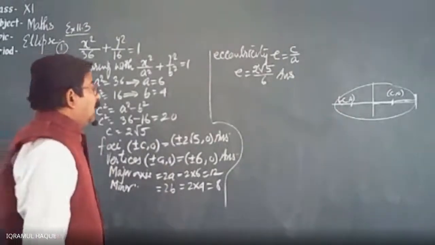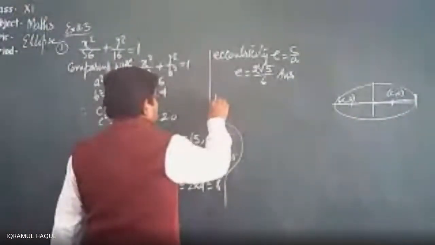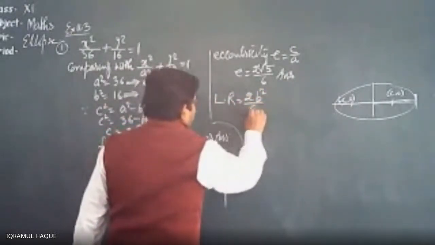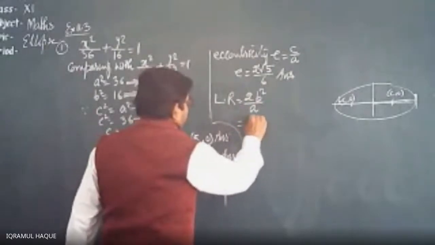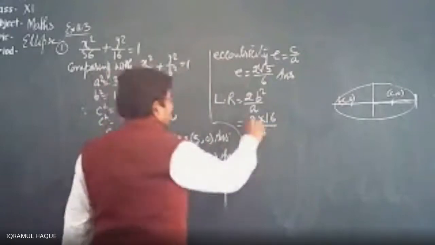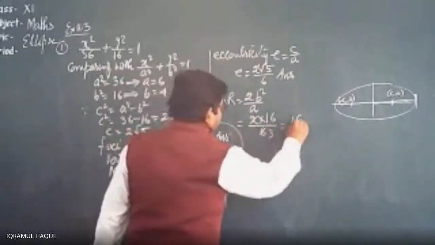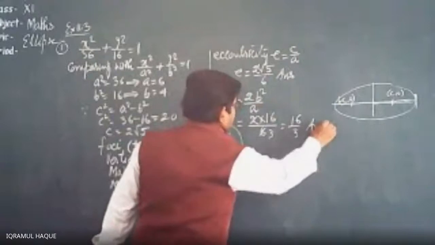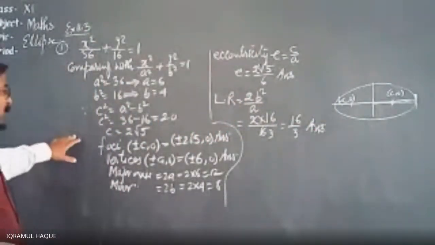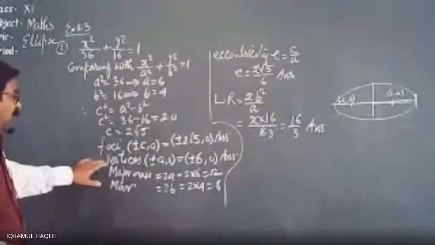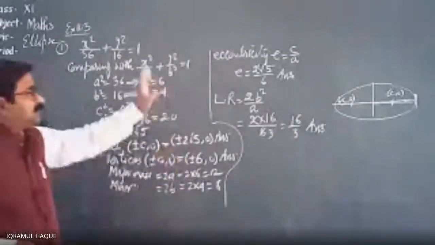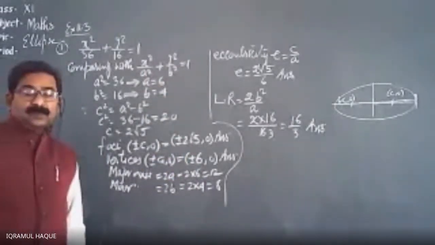And latus rectum, I am writing in short. Latus rectum is 2b square upon a. So 2 into b square, which is 16, upon 6. So we have 16 upon 3. This is one of the answers. So in one question, we have got all the answers. Means we have to find foci, vertices, length of major axis, length of minor axis, eccentricity, latus rectum. Got it?